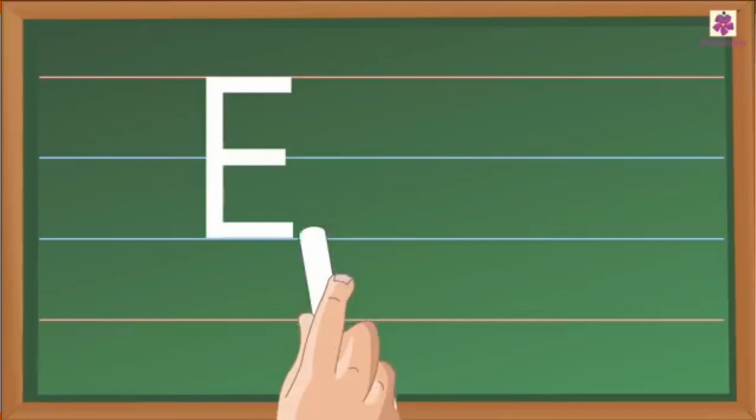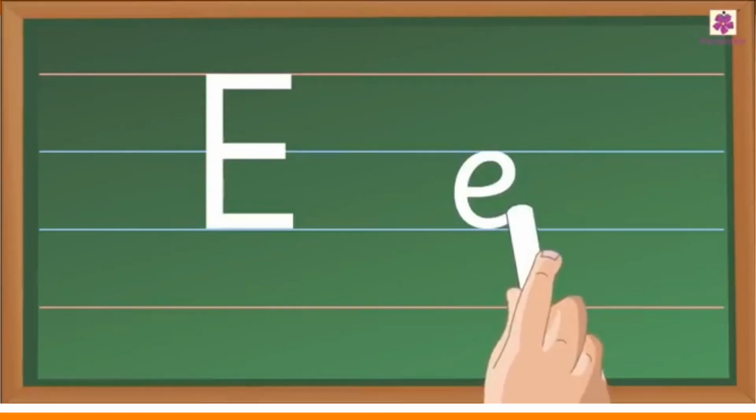And how we will write small e? We will start below the middle, making a loop and continue to make a curve to reach the bottom. We will make a curve like C, and we will make here a small loop. Okay, got it? This is our capital E and small e.